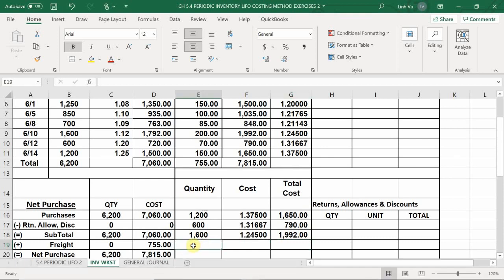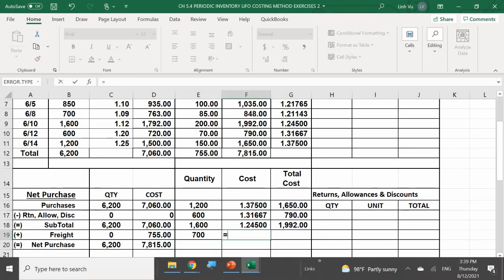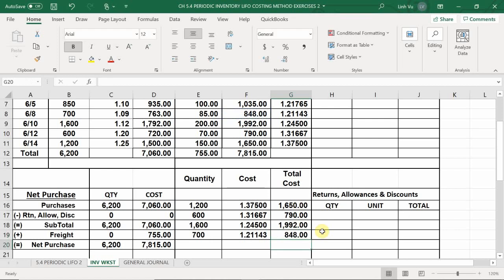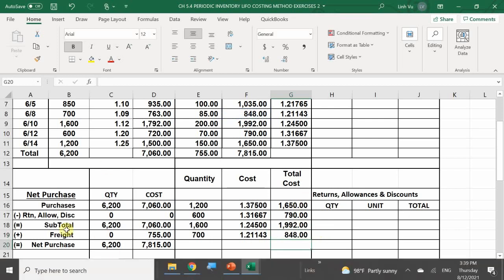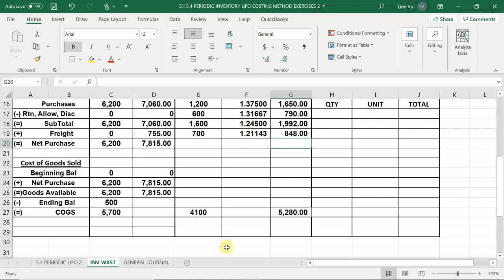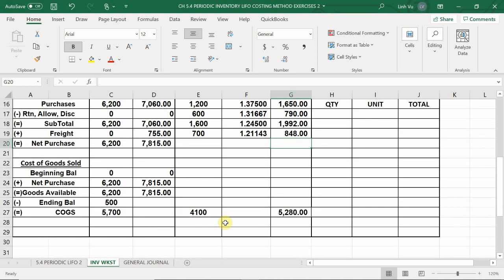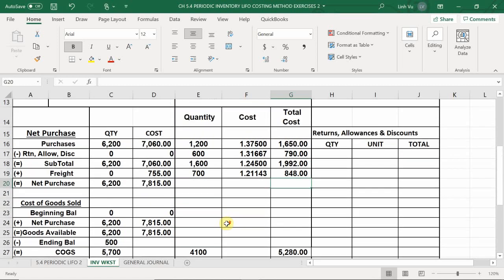The 700. We're going to take away from the 700 right here. Okay? And in this case, we are going to be using all 700, which is going to cost me this much, but we don't need to calculate that because we're going to get rid of the entire batch, which is going to cost me a total of $848. Okay. So now we have a total of 4,100. We need to get to 5,700. So we need to sell 1,600 more, right?